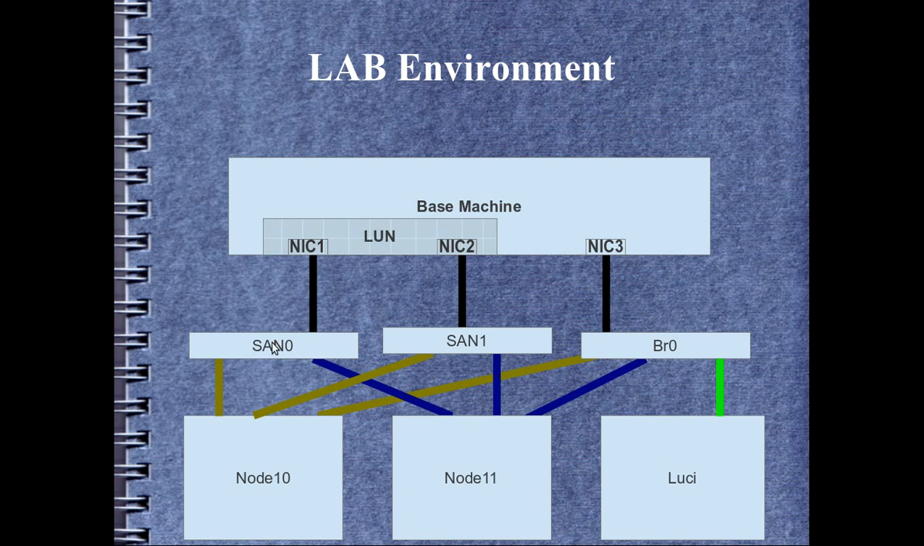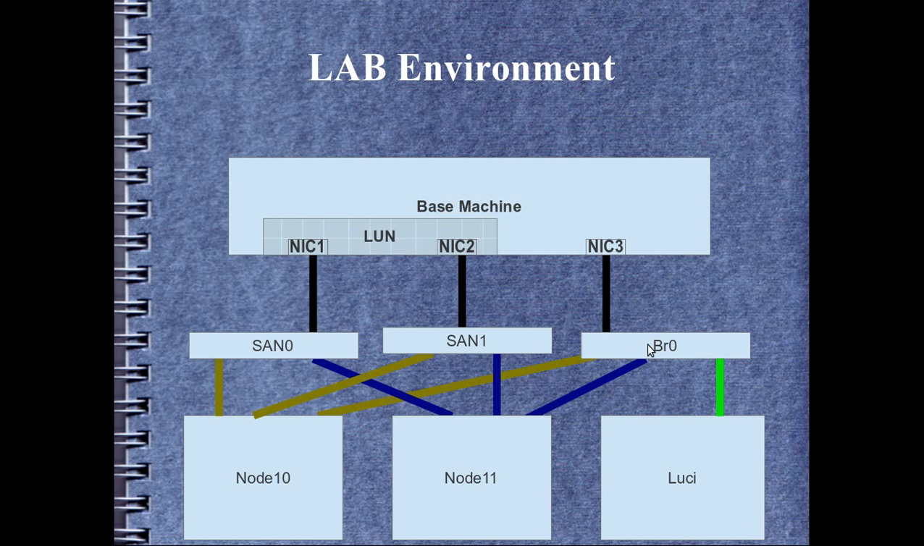So we have three networks. One is SAN 0, which is 10.0.2.0/24. This is SAN 1 and this is BR 0. SAN 0 and SAN 1 are the networks used to reach the same shared LUN. We are using multipathing to reach the shared storage.